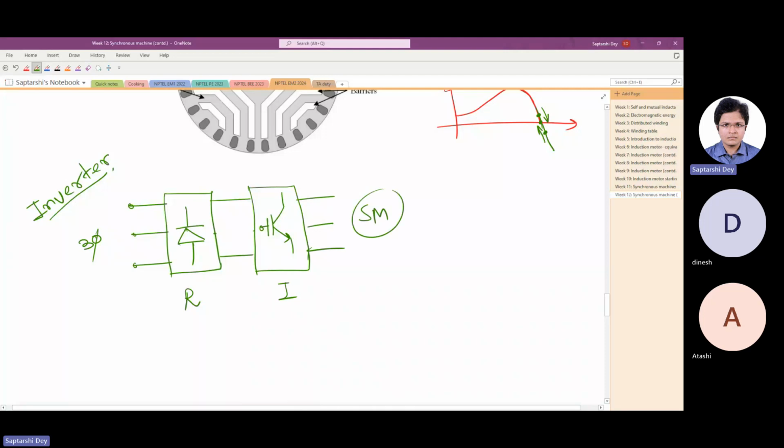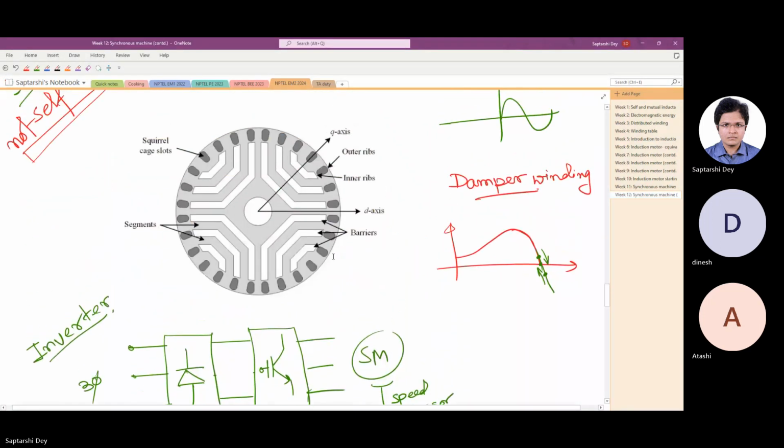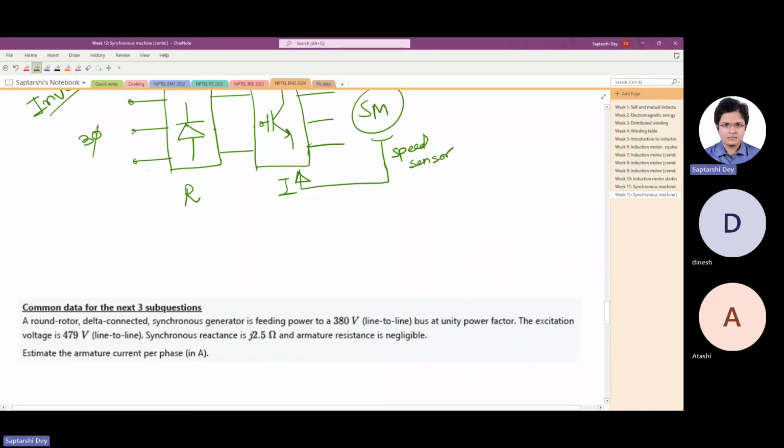Now, how is it helpful? It is helpful in the sense that there is a speed sensor that regulates the fundamental switching frequency of the inverter. So it starts from a very low frequency, so that the machine can start, and gradually increases the frequency.